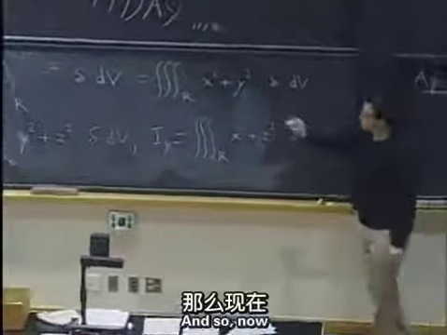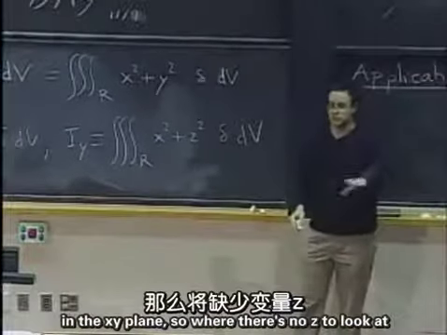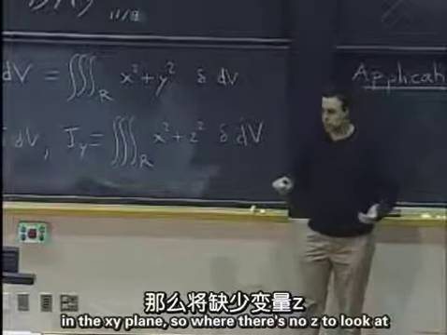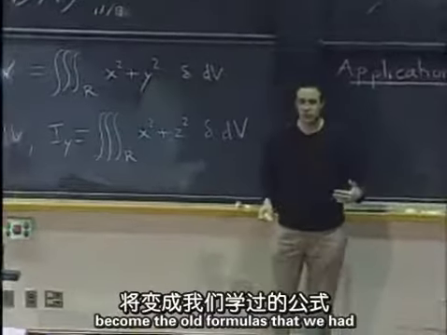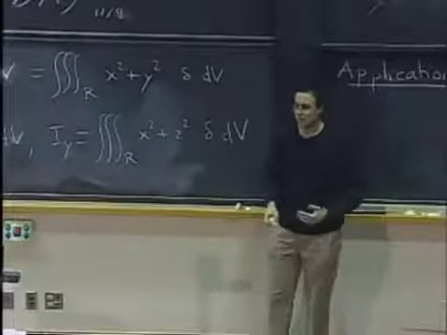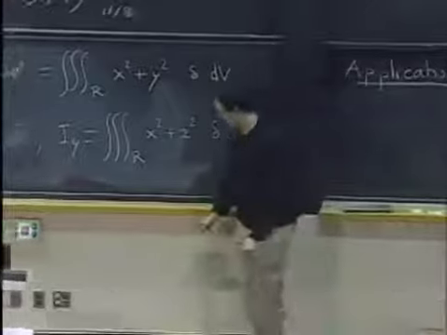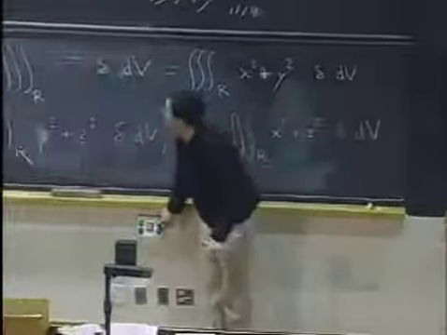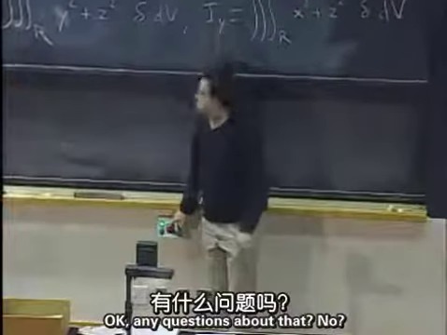And so now if you try to apply these things for flat solids that are in the xy plane, where there's no z to look at, you see these formulas become the old formulas that we had. But now, they all fit together in a more symmetric way. Any questions about that?